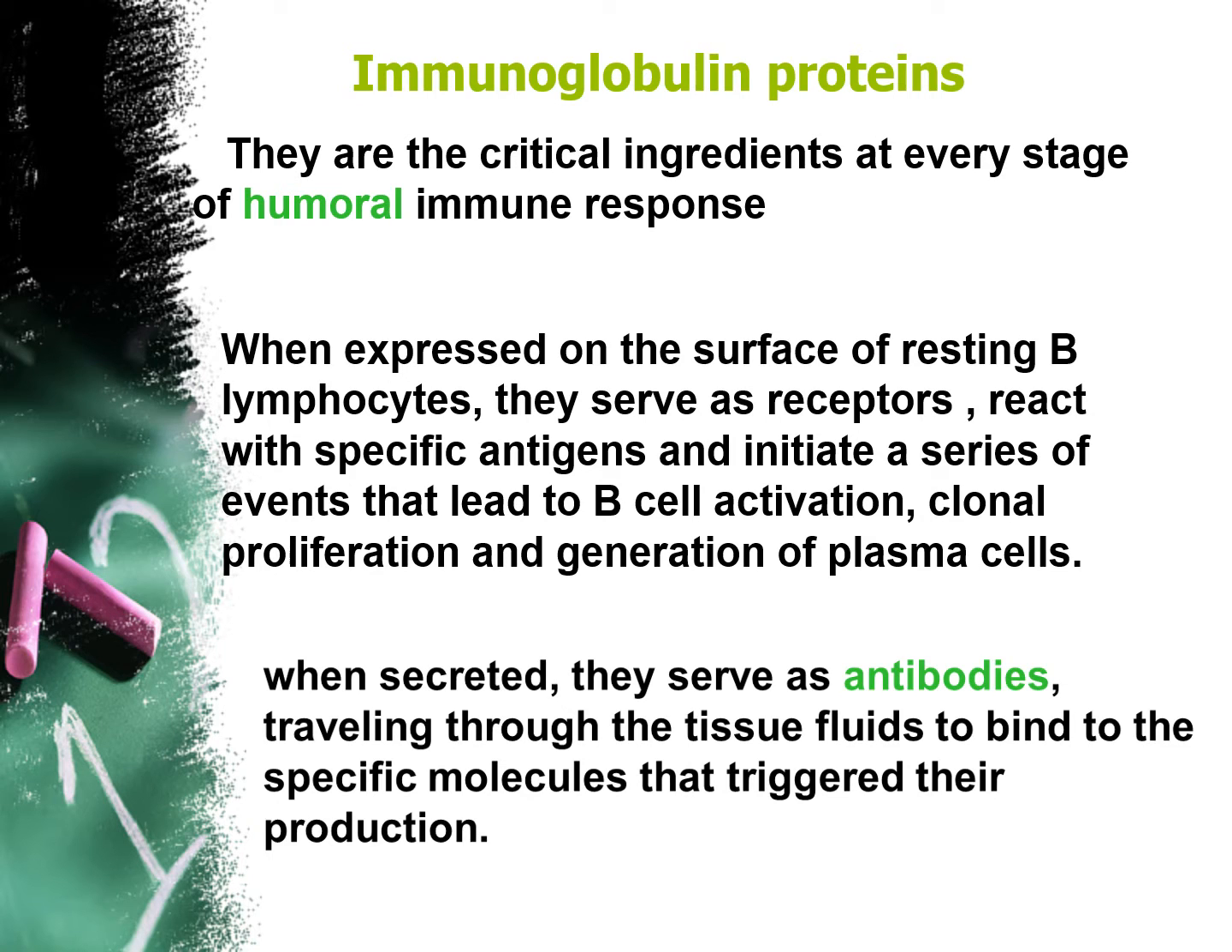Immunoglobulin proteins. They are the critical ingredients at every stage of humoral immune response. When expressed on the surface of resting B lymphocytes, they serve as receptors, react with specific antigens, and initiate a series of events that lead to B cell activation, clonal proliferation, and generation of plasma cells. But when secreted, they serve as antibodies, traveling through the tissue fluids to bind to specific molecules that triggered their production.